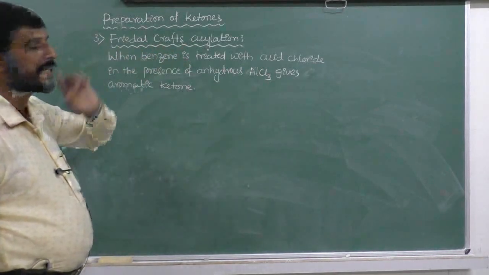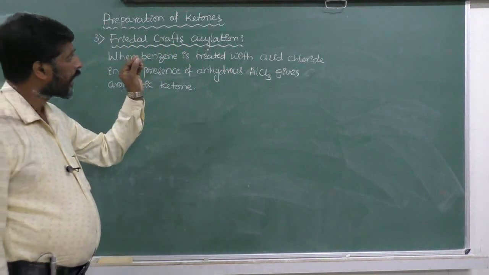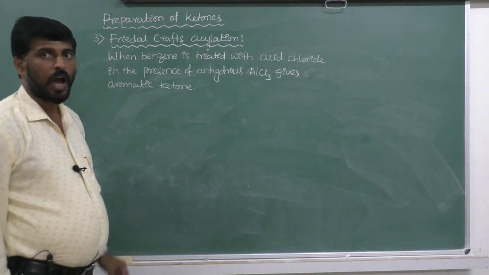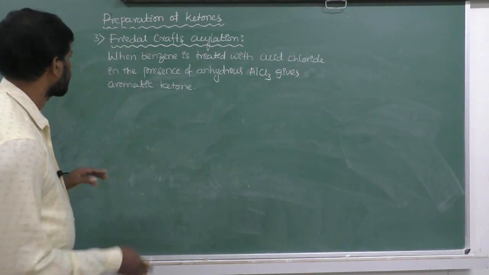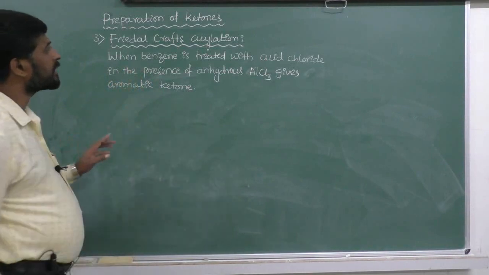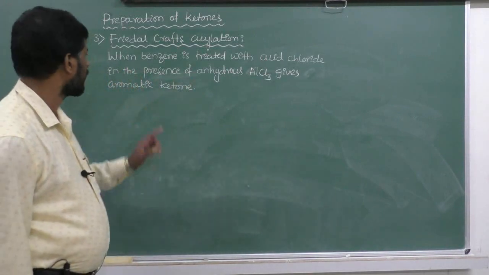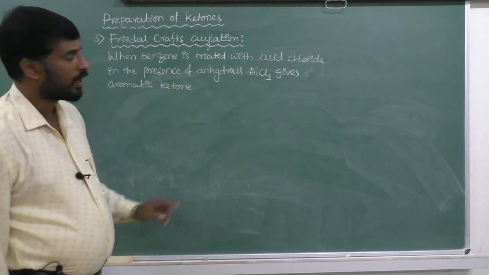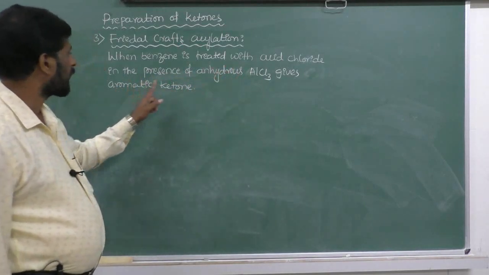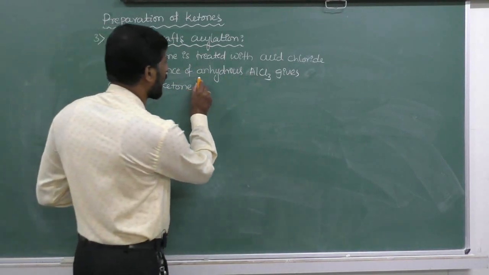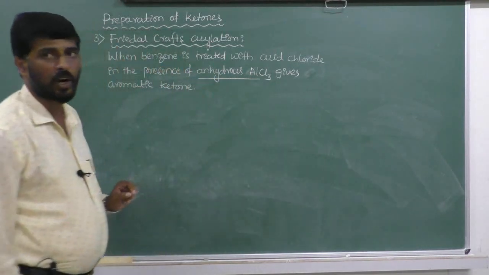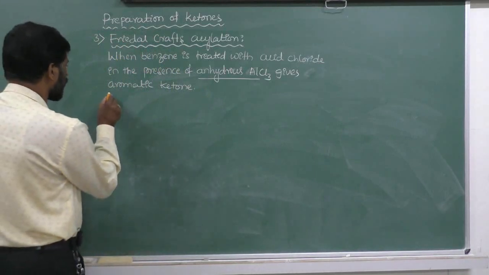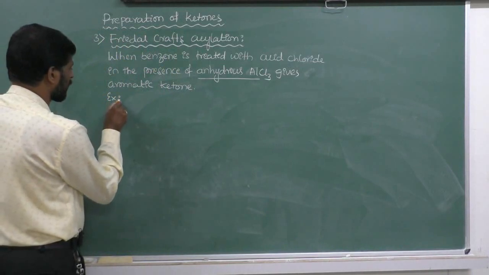Okay, the next method, that is Friedel-Crafts acylation. That means introducing the acyl group to the benzene ring. How will we introduce it? Let's see. When benzene is treated with acid chloride in the presence of anhydrous aluminum chloride, it gives aromatic ketone. Please remember, anhydrous aluminum chloride is called the Friedel-Crafts catalyst. Now we'll see the example for this.